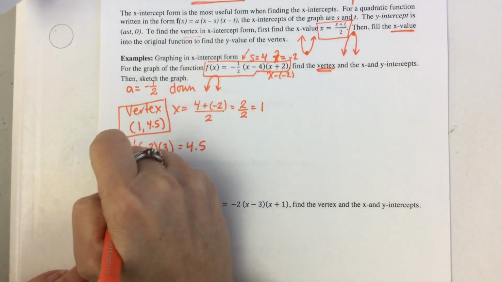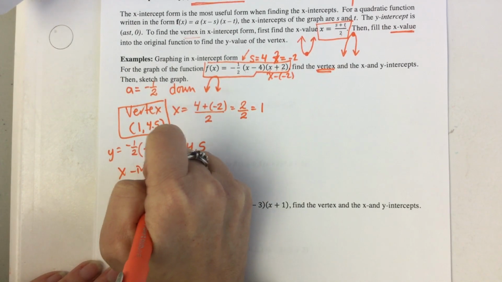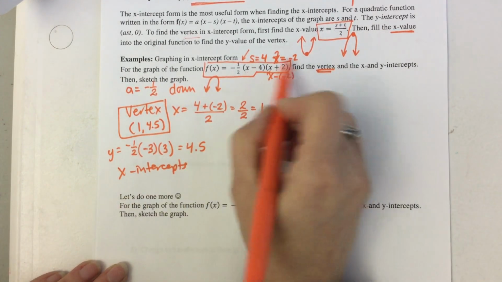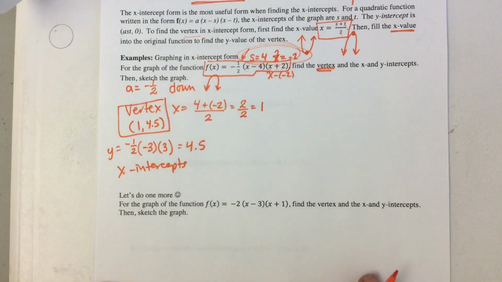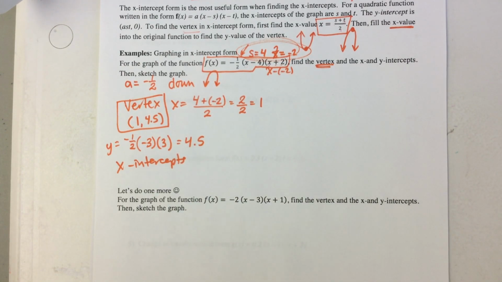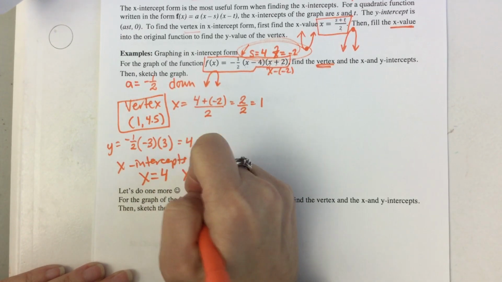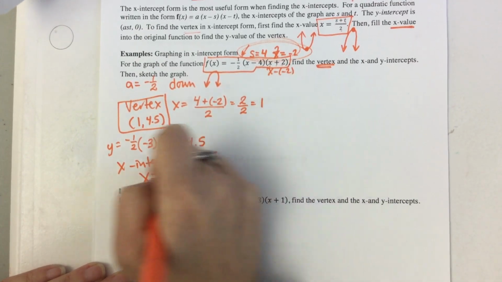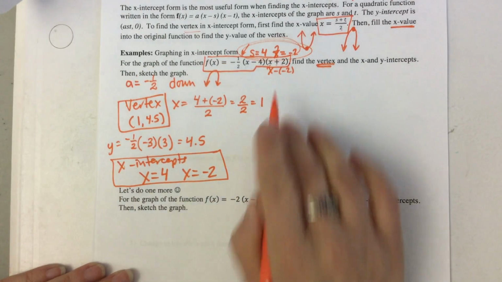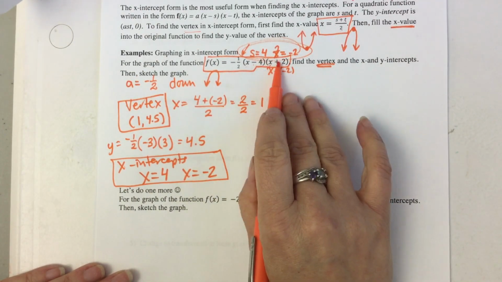If I want to find the x-intercepts, your x-intercepts are s and t. But because they're your x-intercepts, you just state them as x equals. So x equals 4, x equals -2. There's your x-intercepts. Again, it's whatever you're subtracting from x in the parentheses.